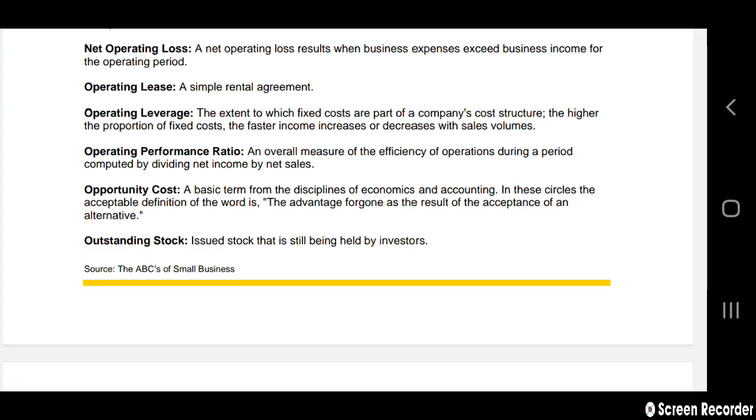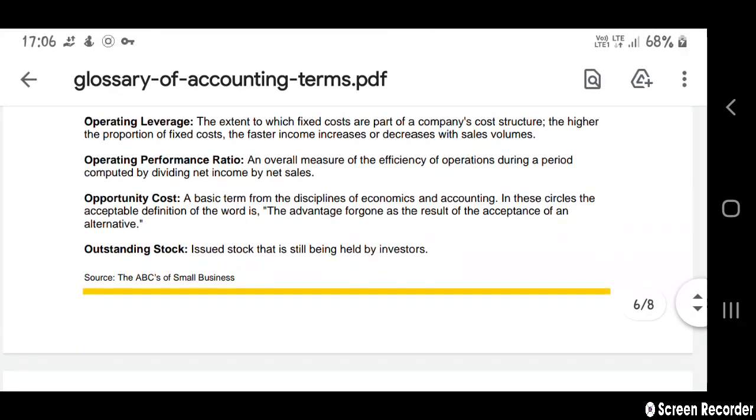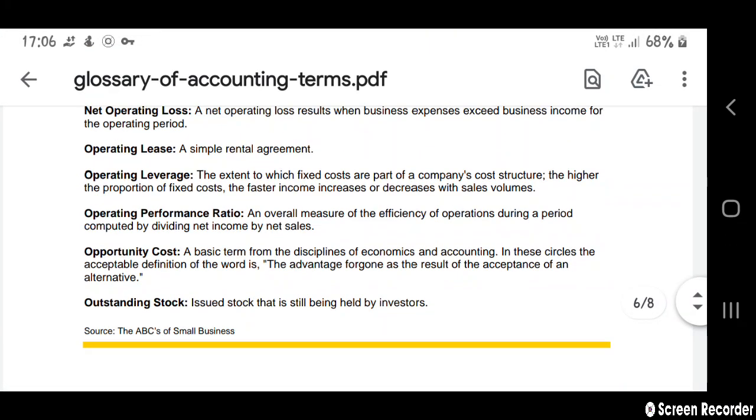Next, operating lease. A simple rental agreement is the operating lease. Next, operating leverage. The higher the proportion of fixed cost in a company's cost structure, the faster income increases or decreases with sales volume. Next, operating performance ratio, an overall measure of the efficiency of operations during a period, computed by dividing net income by net sales.